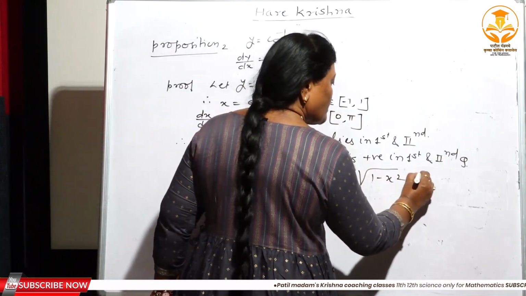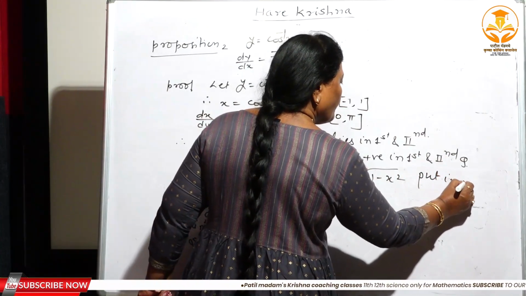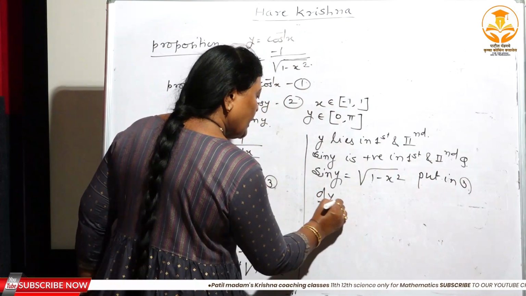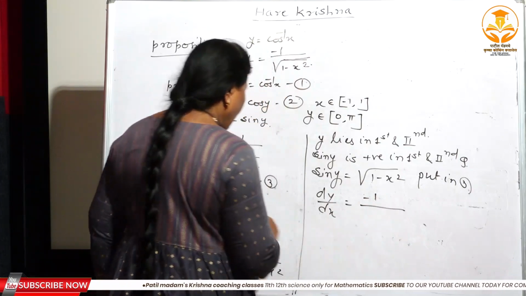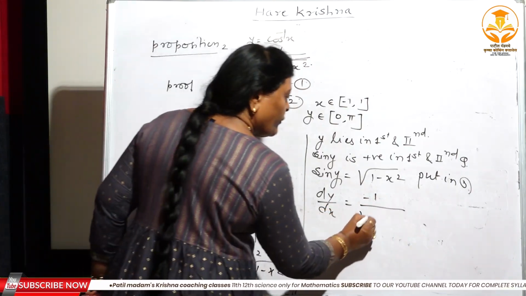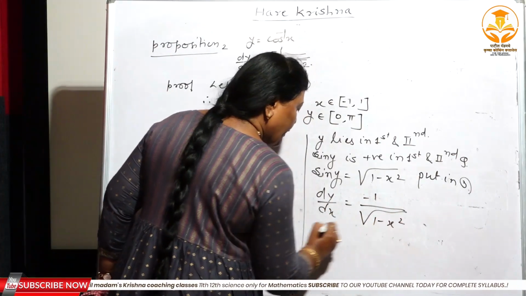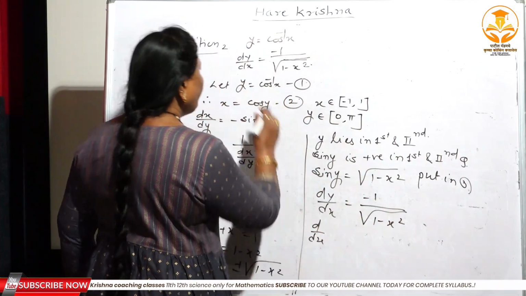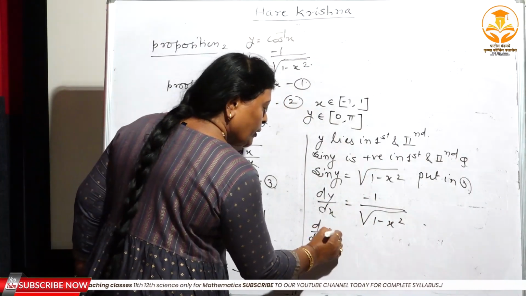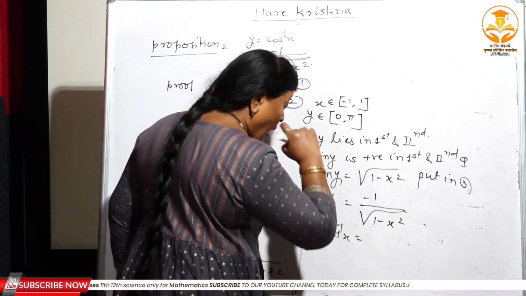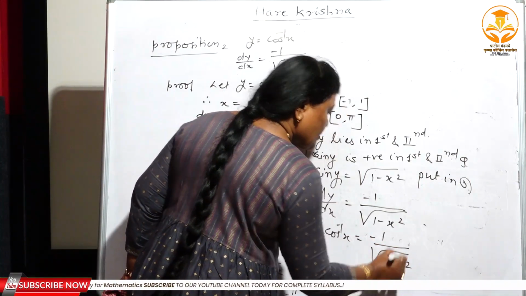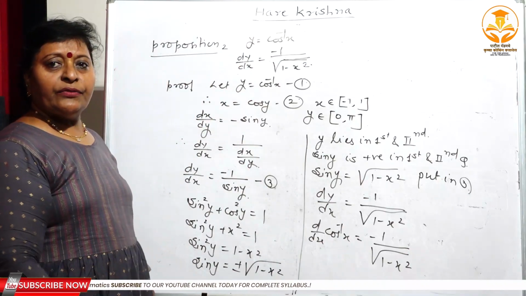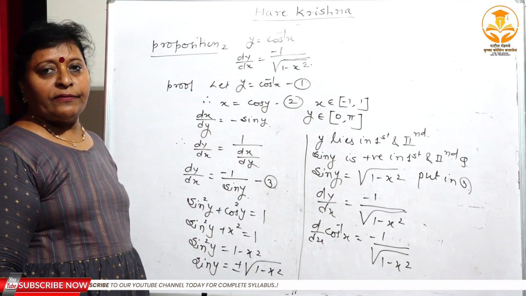Now here you can substitute in the third. You will get dy by dx equal to minus 1, this minus sign remains as it is, and here, what is sin y? Root of 1 minus x square. And y is nothing but the cos inverse of x. Therefore, the other formula you have got: the derivative of cos inverse x is equal to minus 1 upon root of 1 minus x square.